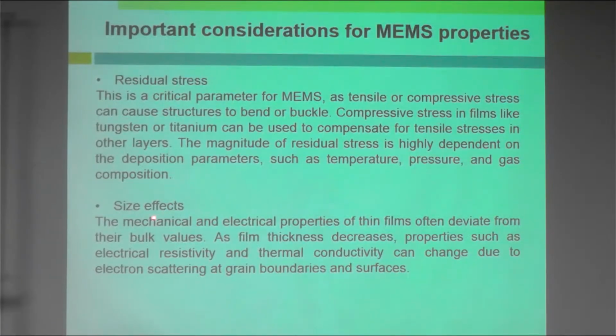And size effect, the mechanical and electrical properties in thin films often deviate from their bulk values. So we have discussed this yesterday. As film thickness decreases, properties such as electrical resistivity and thermal conductivity can change due to electron scattering at grain boundaries and surfaces. So we will look into what is meant by electron scattering later on.